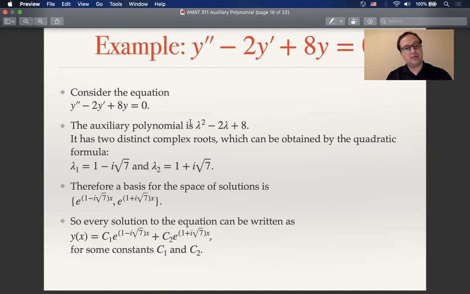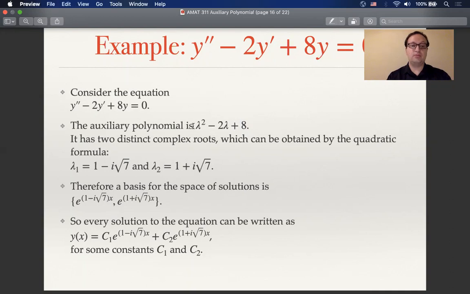And so let's see what the auxiliary polynomial is. We replace y double prime by lambda squared. We replace minus 2y prime by minus 2 lambda. And we replace 8y by 8. So please remember, y with no derivative gets converted to lambda to the 0, which is 1. So this is why we have 8 with no power of lambda.